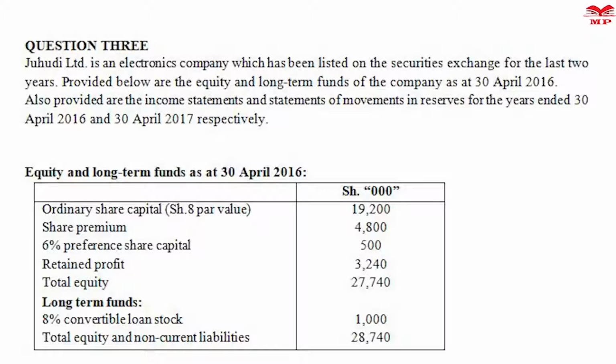Judy Limited is an electronic company which has been listed on the Securities Exchange for the last 2 years. Provided below are the equity and long-term funds of the company as of 30th April 2016. Also provided are the income statement and statement of movements in reserves for the years ended 30th April 2016 and 30th April 2017 respectively. We have the equity and long-term funds as of 30th April 2016: the ordinary share capital, the share premium, the 6% preference share capital, the retained profits, the total equity, and the long-term funds as well.